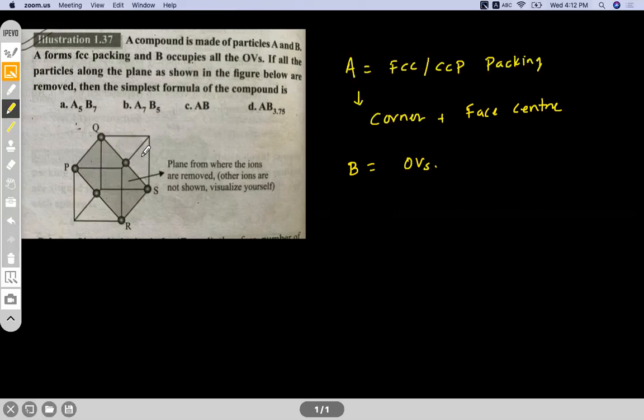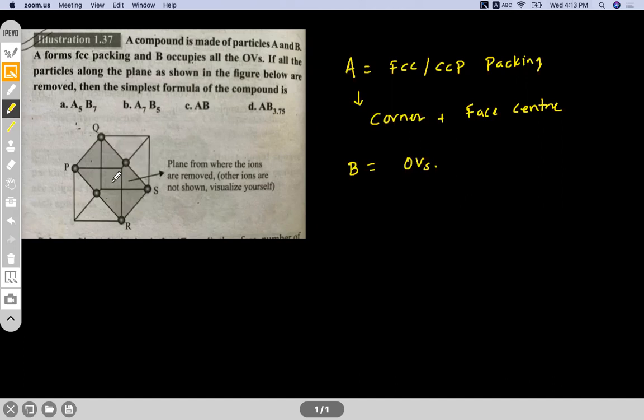If all the particles along the plane as shown in figure below are removed. Now this plane, you see how this plane looks like. This looks like, you see the room in which you are sitting in. Any top edge you take, any one top edge, and you consider a plane which passes through that edge, and it comes diagonally opposite to the another edge, opposite side. So from the top to bottom, diagonally you have to come. You consider this edge and draw a plane along this edge. So this plane, obviously it passes through the two cornered atoms here, two cornered atoms here, and these are the face centered atoms of this face and this face. And along with this face center, it also passes through the body center. Yes or no? Yes.